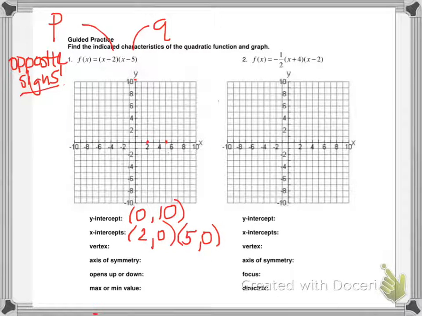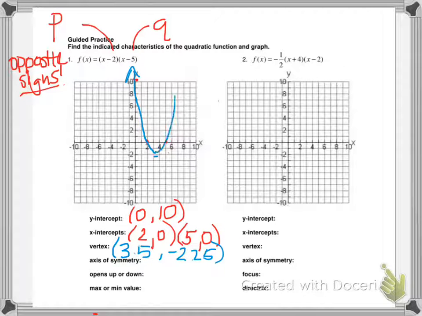Next I'm going to find my vertex, which on this problem, because my a here is just a 1 and it's positive, is going to be opening up. So for my vertex, I'm going to look for a minimum. When I do that in my calculator, I'm going to find that my minimum is (3.5, -2.25). And I graph that as well.